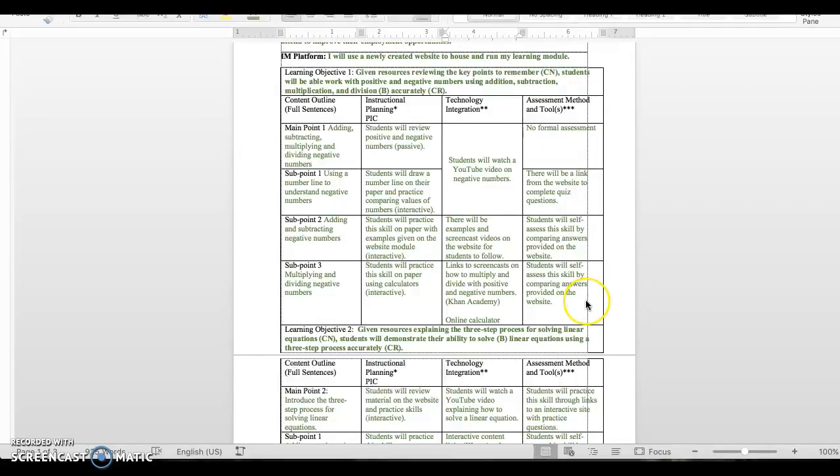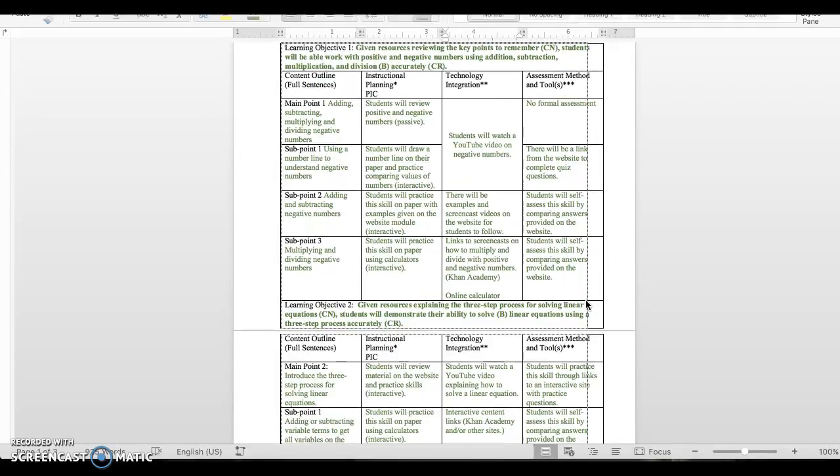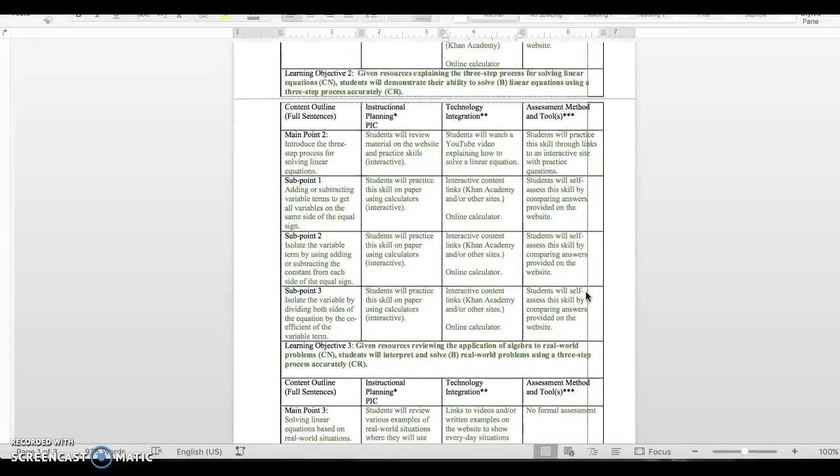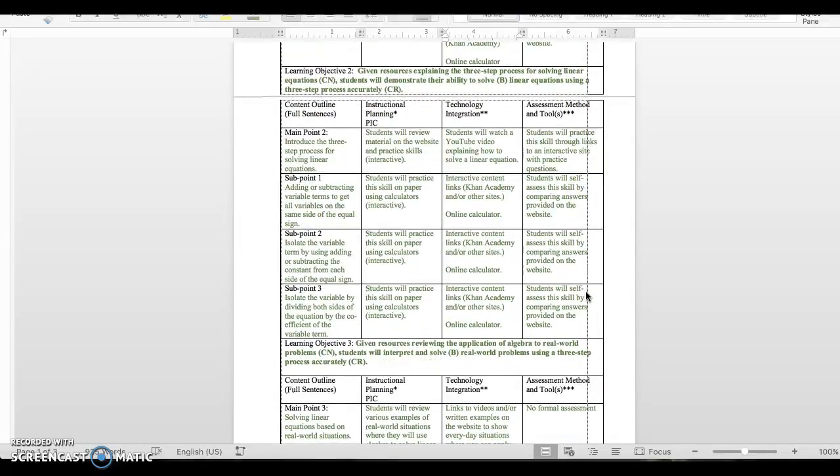So no formal assessment, but the practice materials, we will be able to have data from those to see if they're improving. The learning objective 2, given resources explaining the 3-step process for solving linear equations, students will demonstrate their ability to solve linear equations using a 3-step process accurately.